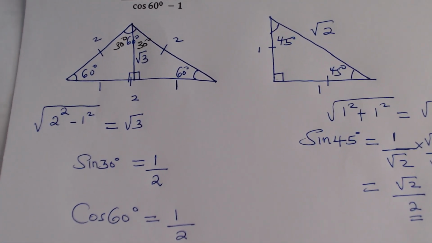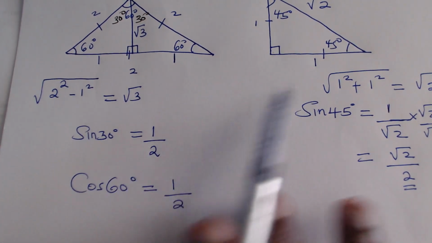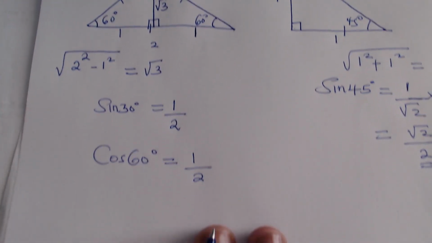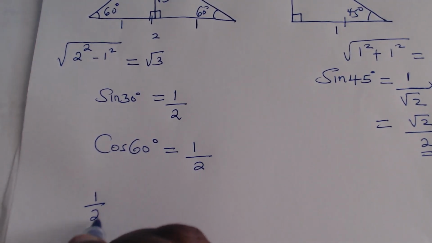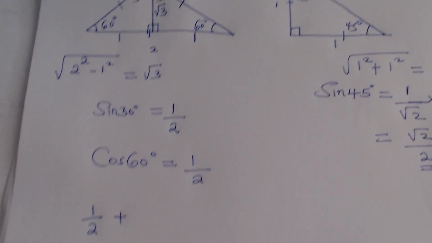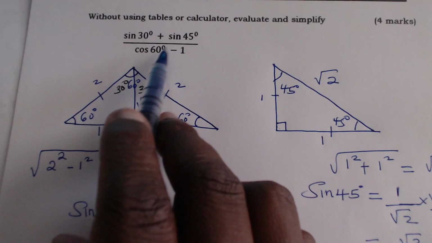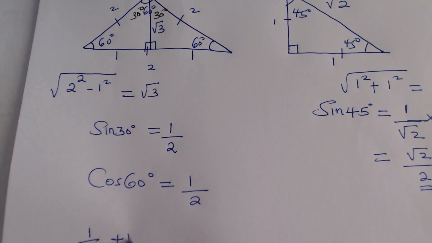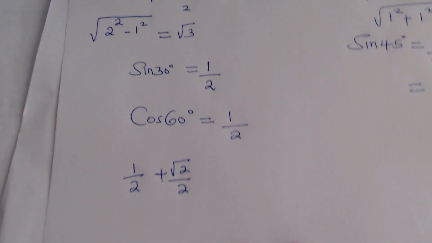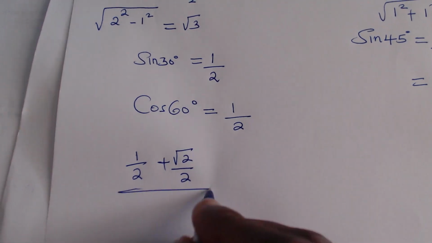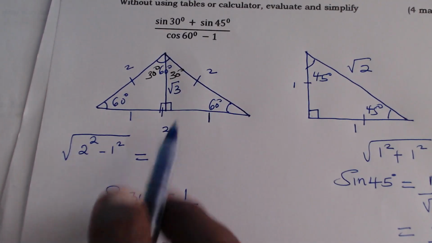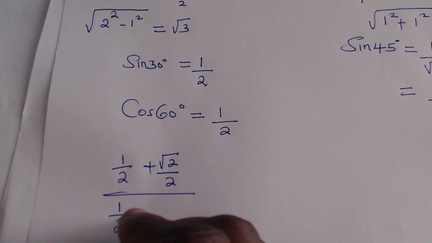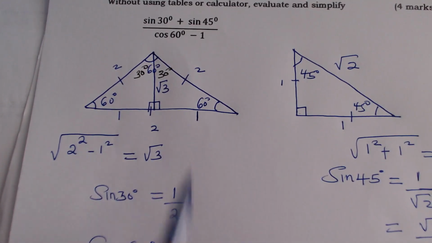Now, after we've done that, we can substitute these values here. Sine of 30, we got it as a half. Then plus sine of 45, which we got here as root 2 divided by 2. Then everything divided by cosine of 60, which we got as a half, then minus 1. So we have substituted everything there.